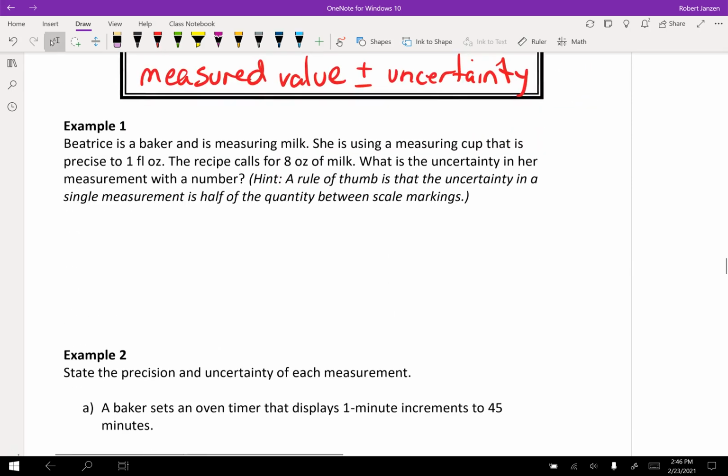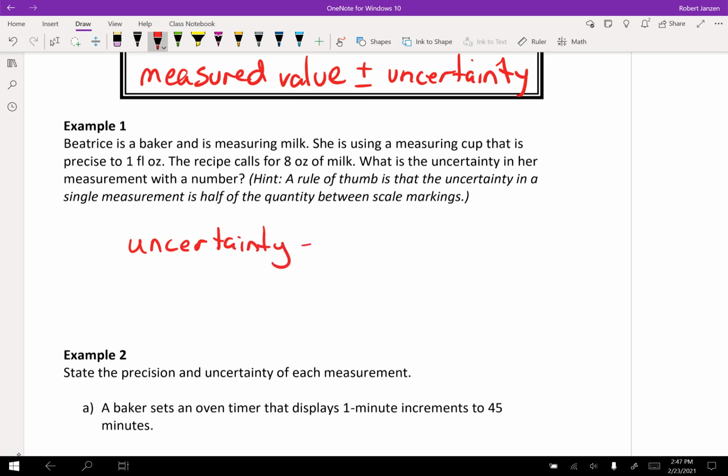Okay, so let's try a couple of examples. Beatrice is a baker and is measuring milk. She uses a measuring cup that is precise to 1 fluid ounce. The recipe calls for 8 ounces of milk. What is the uncertainty in her measurement with a number? Okay, rule of thumb is that the uncertainty in a single measurement is half of the quantity between scale markings.